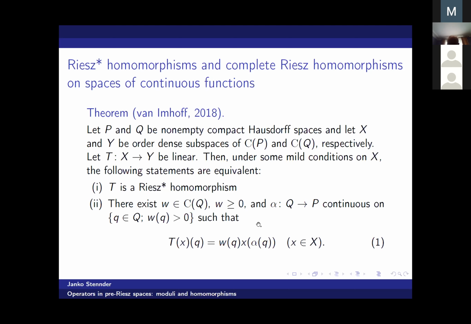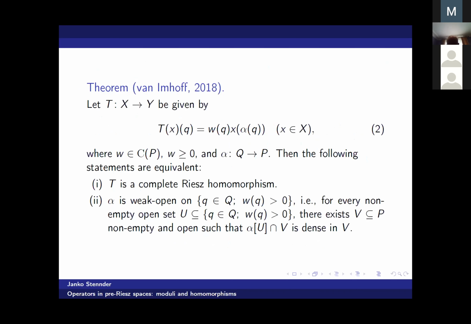Yeah, so this is a really nice result. This is one of the few cases where we actually know what the Riesz star homomorphisms look like. And furthermore, we can also characterize the complete Riesz homomorphisms on those spaces. So X and Y are again order-dense subspaces of continuous functions.